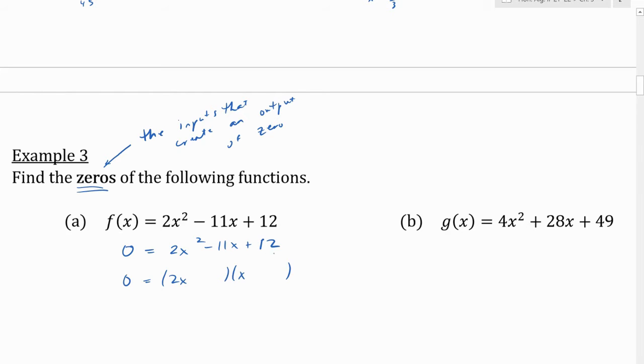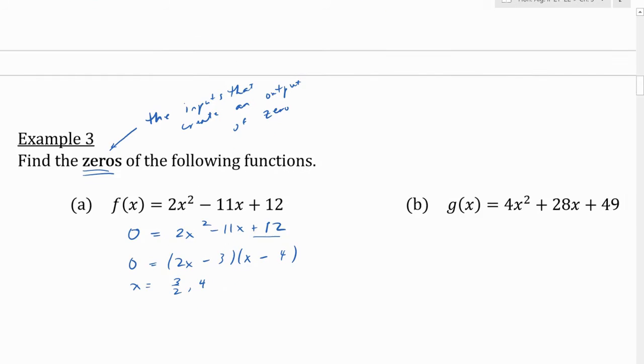It's got to be the same sign because I'm multiplying to get positive 12. They're going to add to be negative 11x, so I know they have to be negative. Let's try a 6 and a 2, because there's 12 and 2. Nope, that's not going to do it. What about a 4 and a 3? Because there's 8 and 3, that's 11. There we go. So the x values would be 3/2 and positive 4.